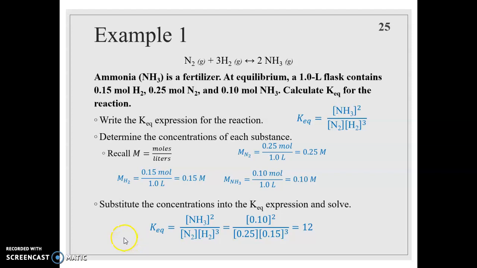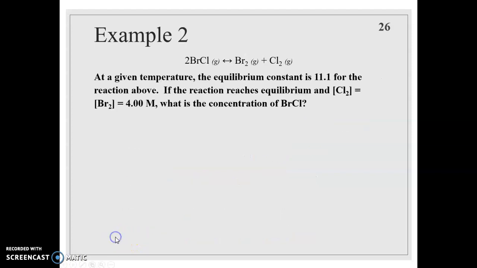Alright, so let's take a look at another example. Alright, so here's a different reaction. So we got some bromine chloride decomposing. And it says at a given temperature, the equilibrium constant is 11.1 for the reaction above. If the reaction reaches equilibrium and Cl2 equals Br2 equals 4 molar, what is the concentration of BrCl?